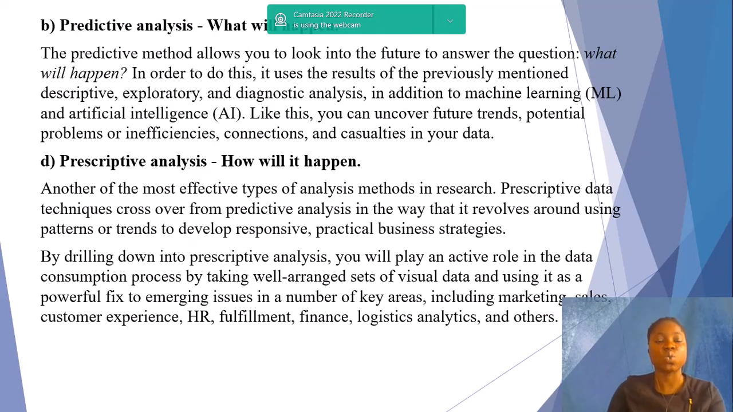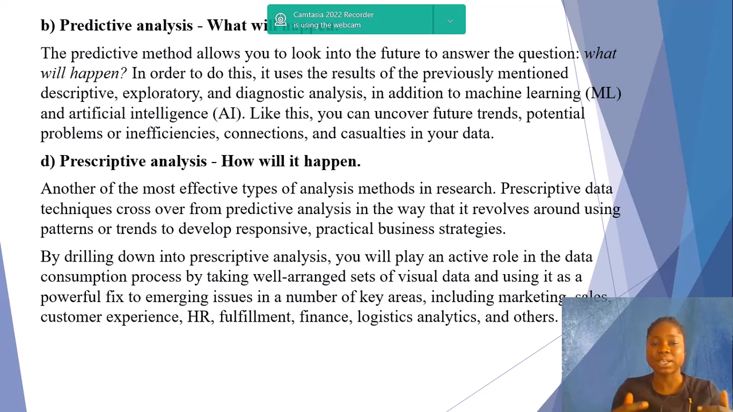The next thing is what will happen. This deals with artificial intelligence and machine learning. What will happen? And then how will it happen? All this is certainly not difficult. It's still in the process of you analyzing. By the time you get graphs, by the time you begin to work on the pivot table, you begin to see so many things. Then you understand, okay, this is why this happened, this is why that happened. So you begin to think.